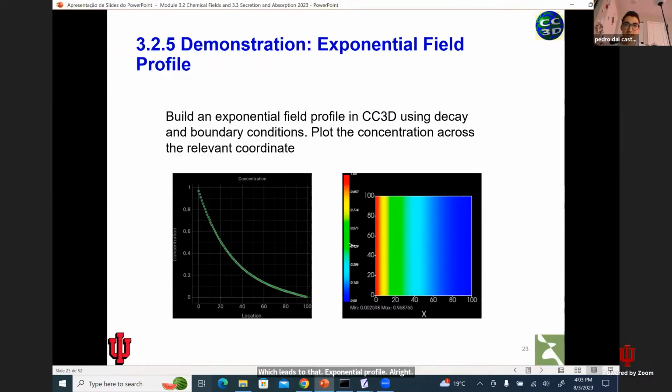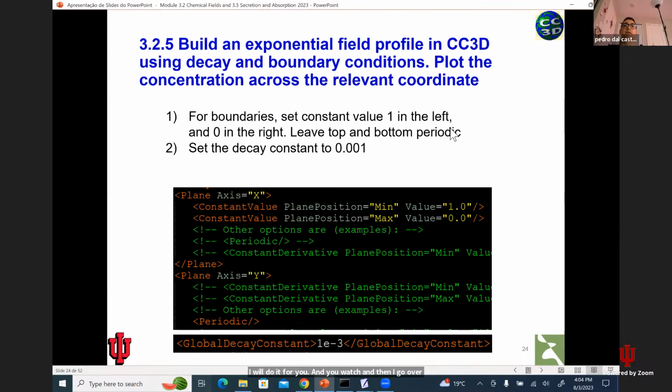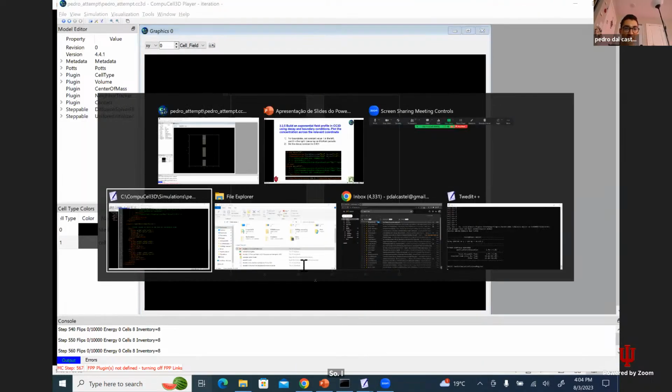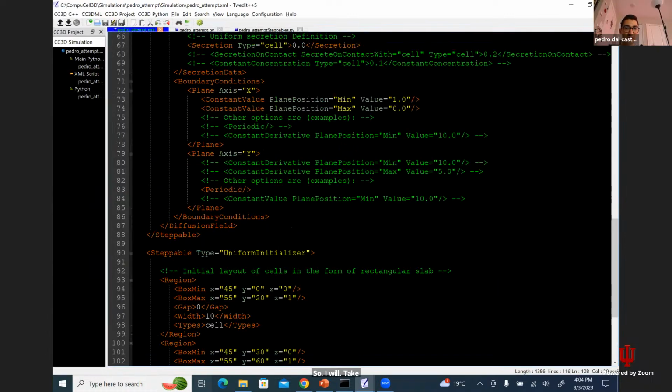So let's build the exponential field as an exercise for us. Build an exponential field in CC3D using decay and boundary conditions. Plot the concentration across the relevant coordinate. I will do it for you, and you watch, and then I go over it again, and you will follow me, okay? So I will take advantage of this simulation.